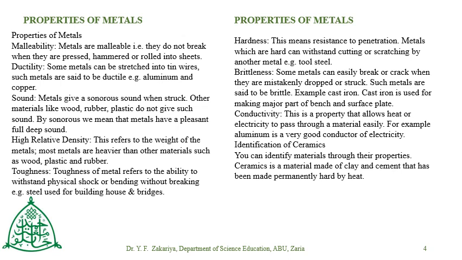Brittleness. Some metals can easily break or crack when they are mistakenly dropped or struck. Such metals are said to be brittle. Example, cast iron. Cast iron is used for making major parts of bench and surface plates. Conductivity. This is the property that allows electricity to pass through a material easily. For example, aluminum is a very good conductor of electricity.